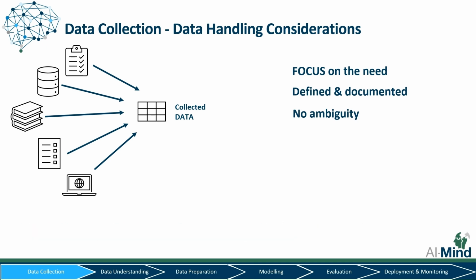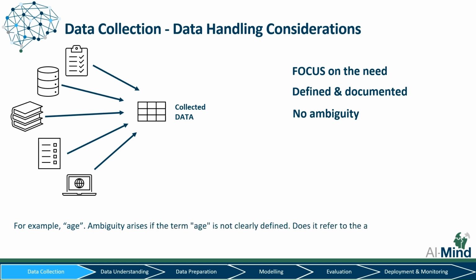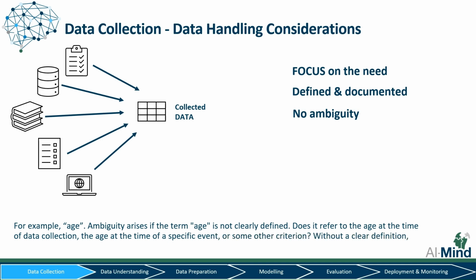For example, age. Ambiguity arises if the term age is not clearly defined. Does it refer to the age at the time of data collection, the age at the time of a specific event, or some other criterion? Without a clear definition, different people might interpret age in different ways, leading to inconsistent and unreliable data.